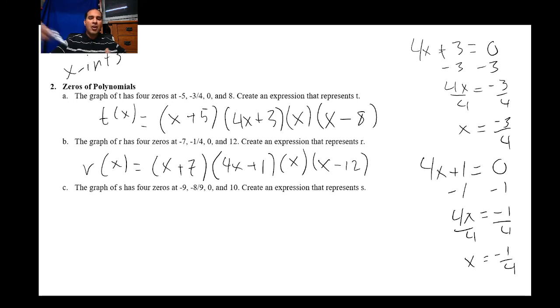Okay, so there we have it. The factored form given these 4 x-intercepts: -7 gives us x plus 7, -1/4 gives us 4x plus 1, the 0 gives us just an x, and the 12 gives us x minus 12.